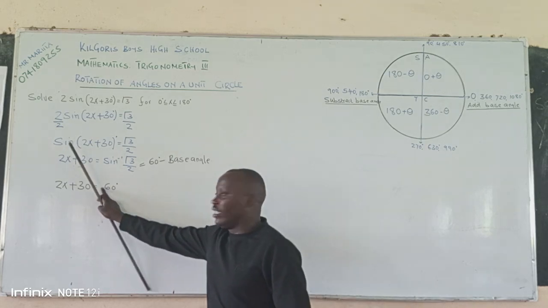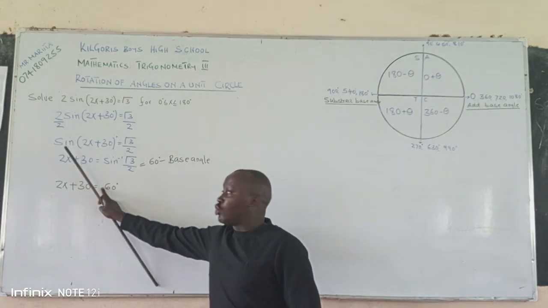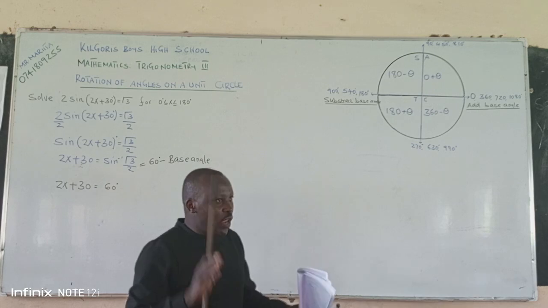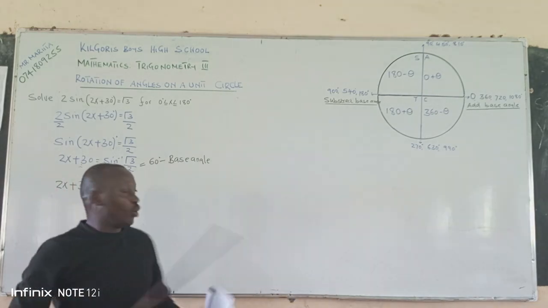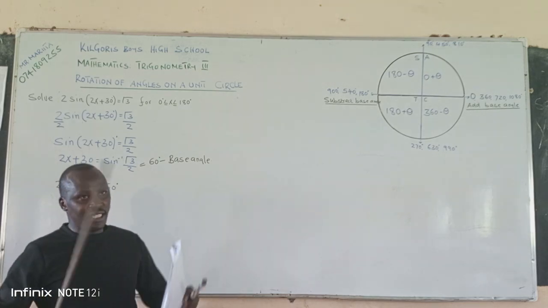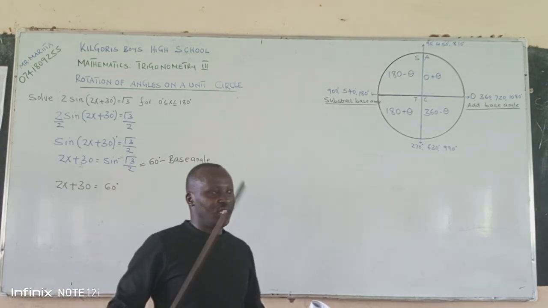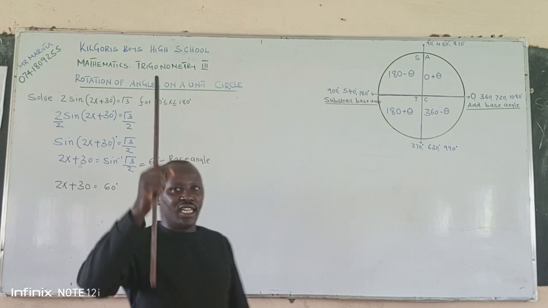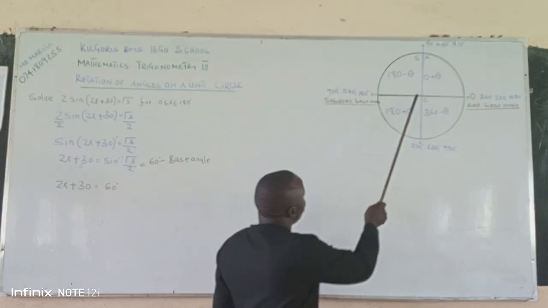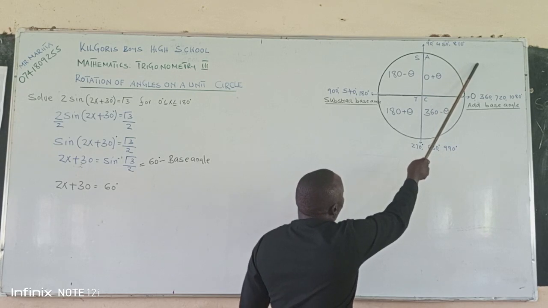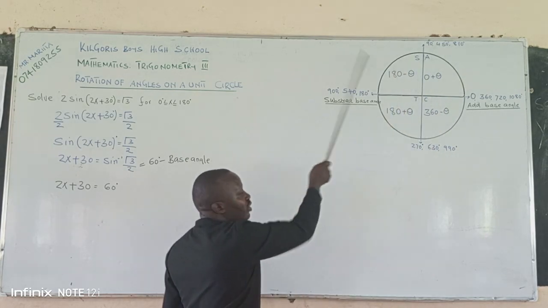The sign here is positive. So being positive, where is the sign positive in this unit circle? If we rotate the base angle of 60 degrees on the unit circle, we find that the sign is positive in the first quadrant and it is positive in the second quadrant.